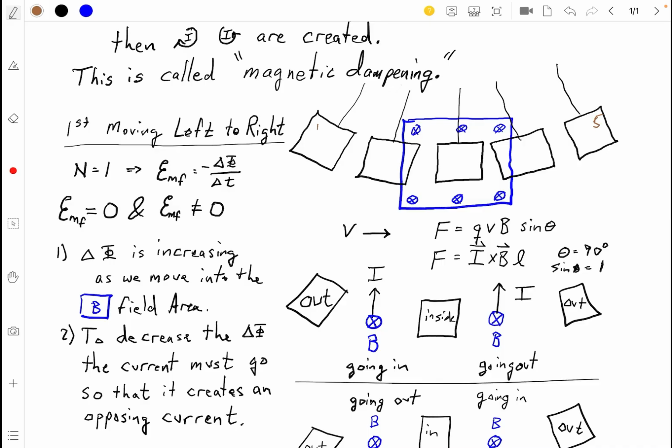Okay, so starting from 1, it hasn't entered the B field yet. So what happens as it goes in is nothing.